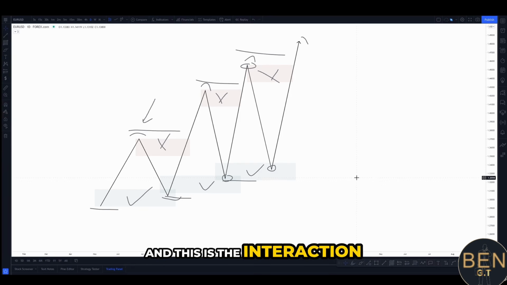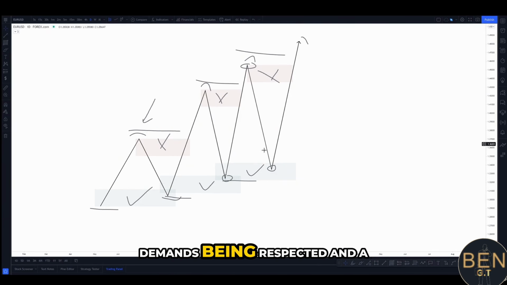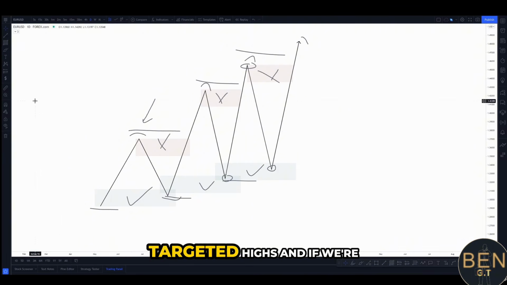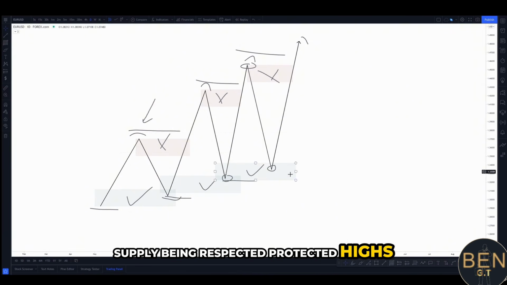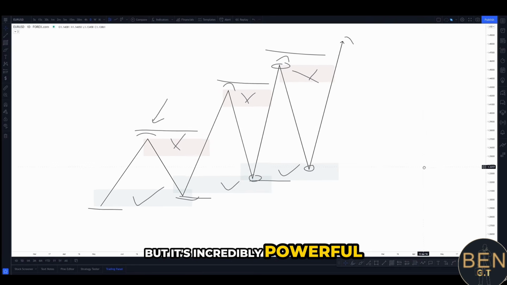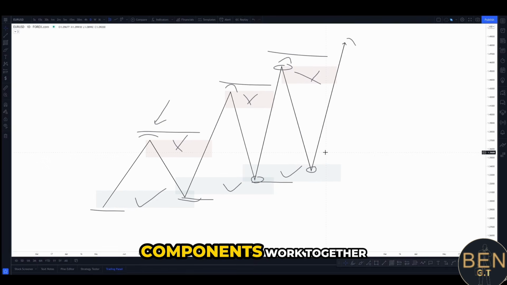And this is the interaction between supply and demand and structure, because as we know, when we're creating higher highs and higher lows, demand's being respected. In a downtrend, we're creating lower lows and lower highs, and supply is being respected. So the easiest way to remember all of that is higher highs, higher lows, uptrend, respecting demand zones, protected lows, targeted highs. And if we're looking at a downtrend, lower lows, lower highs, supply being respected, protected highs, targeted lows.